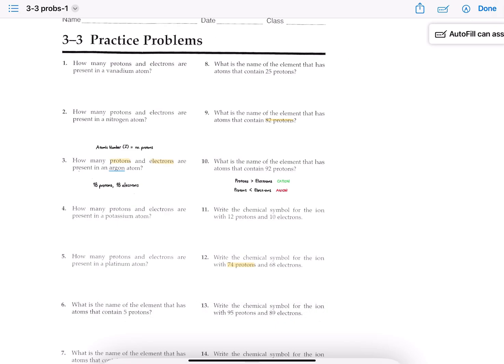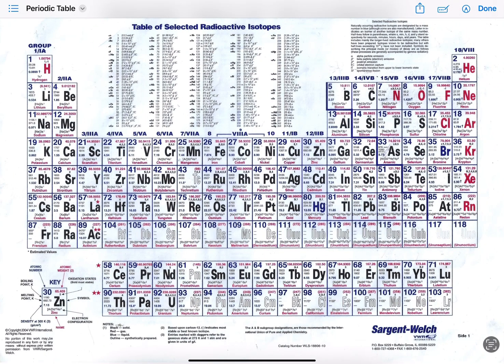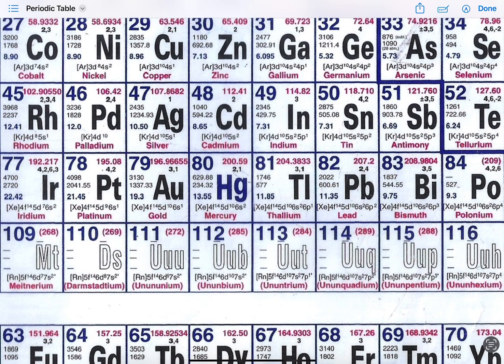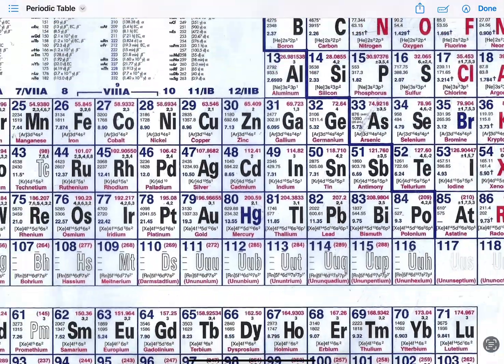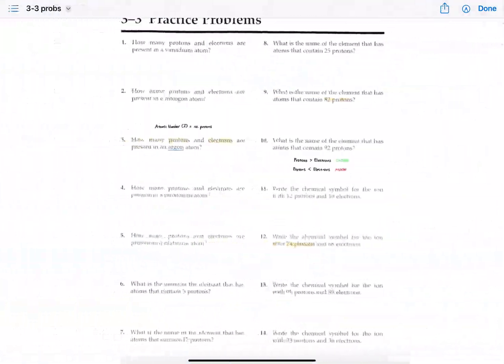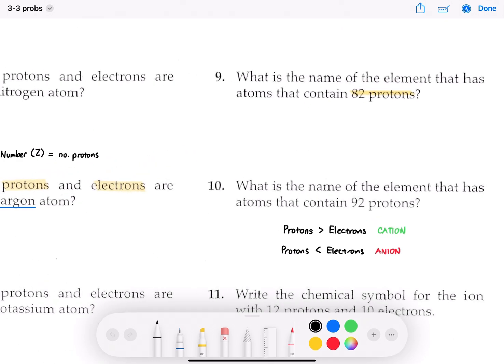Let's take a look at our periodic table. 82 protons means we have to look for a box which says 82 on the top, and that's right here, Pb. Pb is the symbol for the element which is lead. So the element that we're looking for is lead. The name of the element that has atoms that contain 82 protons is lead, and the symbol is Pb.